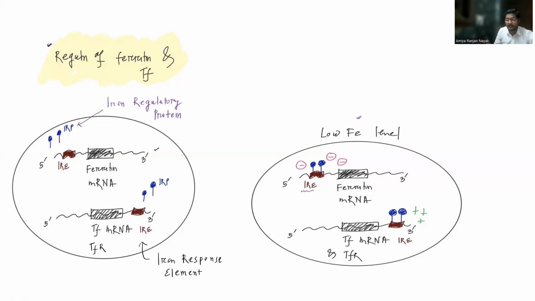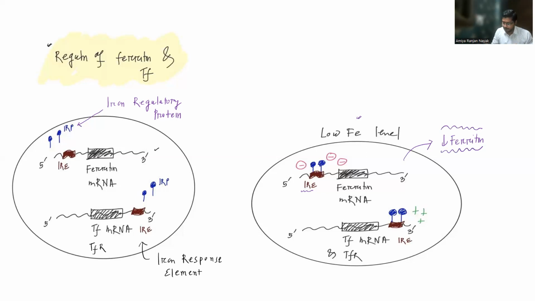In case of ferritin mRNA, the iron response element is present in the 5' end. Whenever these iron regulatory proteins bind to the iron response elements in the ferritin mRNA at the 5' end, they can inhibit the translation of this mRNA. I hope you are able to understand. Whenever there is low iron level, the IRPs bind to IREs. In ferritin mRNA, the IRPs bind to IREs at the 5' end, and there will be inhibition of the ferritin mRNA. That means decreased ferritin production, or decreased apoferritin production.